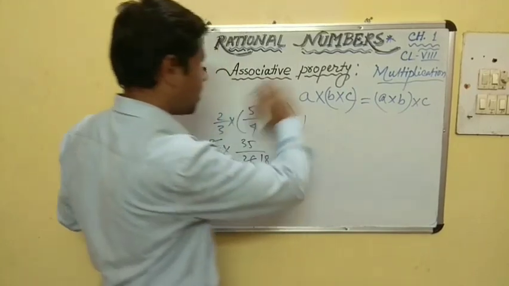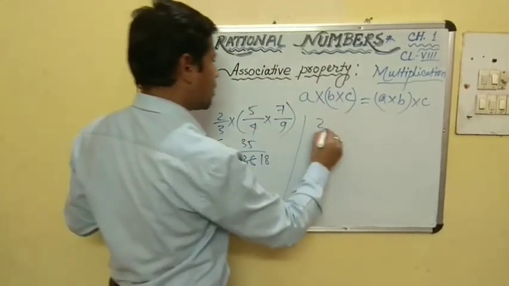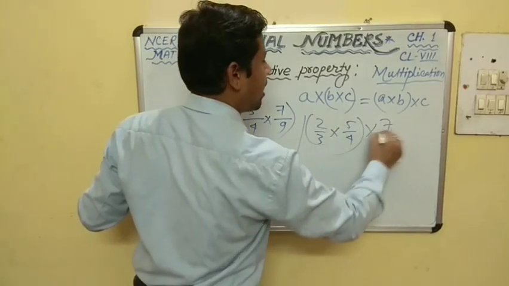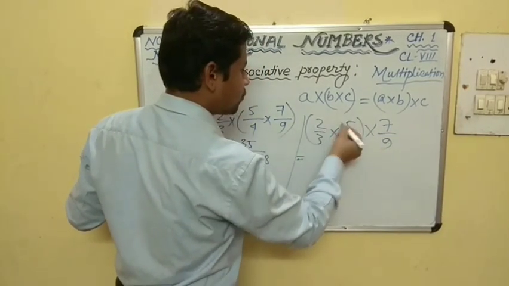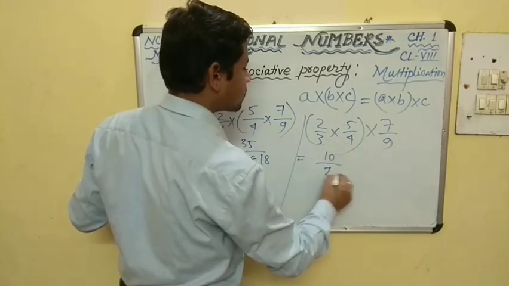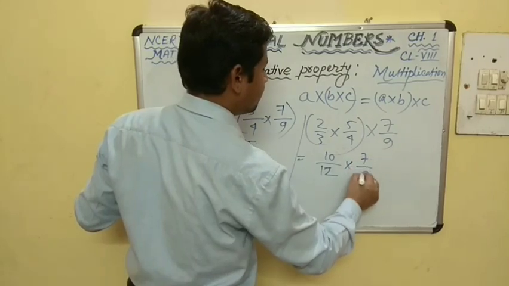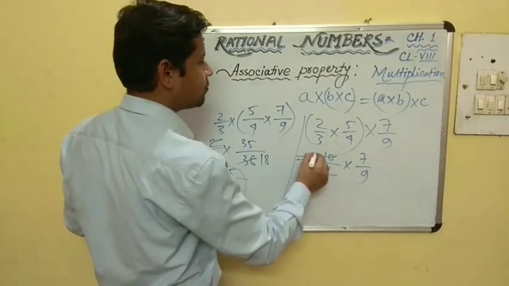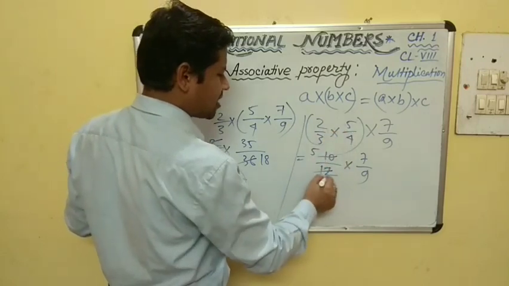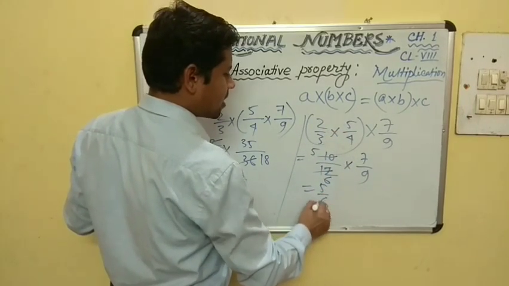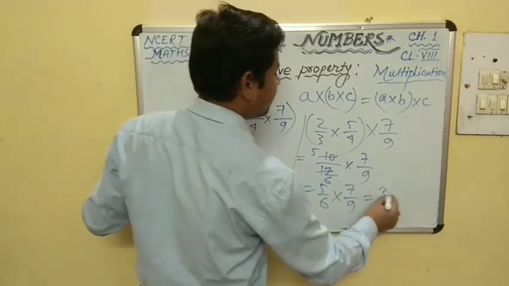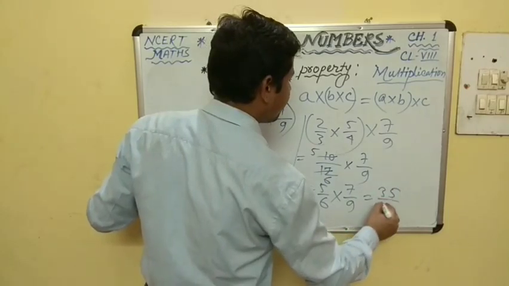If we take this order, (2 by 3 into 5 by 4) into 7 by 9, the result gives 2 fives are 10 upon 4 threes are 12, into 7 upon 9. If we cancel out here also, 2 fives are and 2 sixes are, cancelling them, it will be 5 upon 6 into 7 by 9. Here 5 sevens are 35 divided by 6 nines are 54.